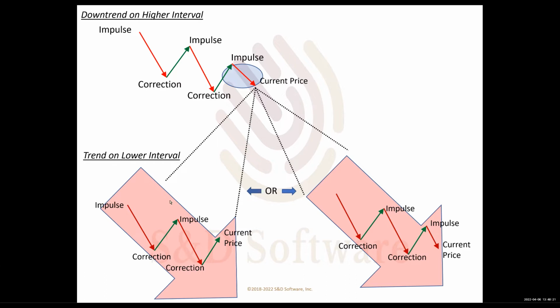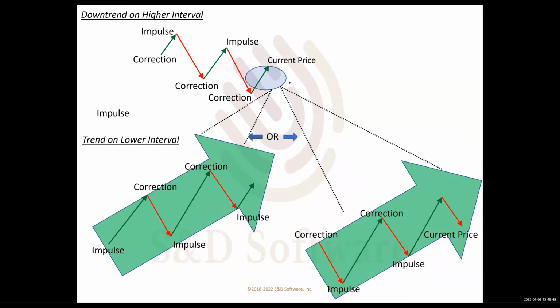Now, in this case here, we're seeing that the trend on the lower interval matches the trend on the higher interval. They're both downtrends. And that's true whether we're in a correction on the lower interval or whether we're in an impulse on the lower interval. But we can get price on the lower interval going in the opposite direction from the trend on the higher interval. And that's basically going to happen like this.